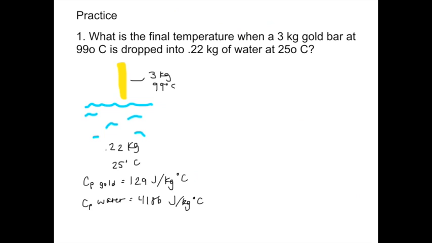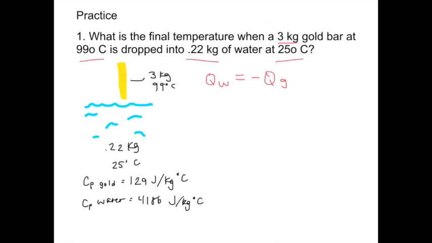Number 1. What is the final temperature when a 3 kilogram gold bar at 99 degrees Celsius is dropped into 0.22 kilograms of water at 25 degrees Celsius? So the first concept to keep in mind for this problem is that the energy that is gained by the water via heat when the gold is dropped into it will equal the energy lost by the gold, which we'll call negative Q sub G, because it's energy being lost.